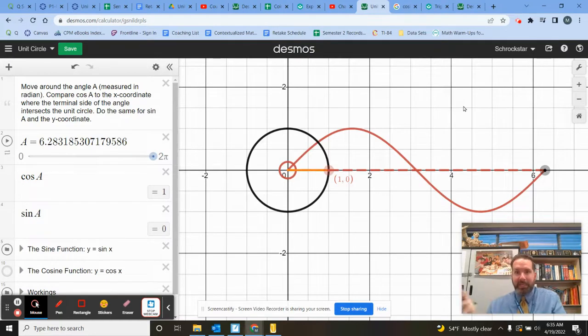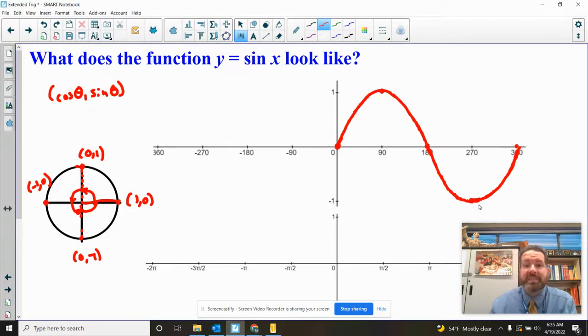But here's the thing. You don't have to stop there. If your angle now is bigger than 360 degrees, you just keep going around. So your graph would keep moving to the right, but it's just going to now repeat this same pattern again. The sine function is just going to continue doing this same thing on and on and on forever.